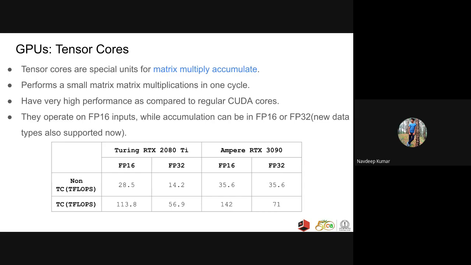This table is a reference showing the performance of the normal CUDA cores and the tensor cores. Looking at Ampere, the RTX 3090 on FP16 accumulate, the performance is roughly 4 times higher for the tensor cores versus the CUDA cores. And a similar trend follows on the Turing RTX 2080 Ti as well.